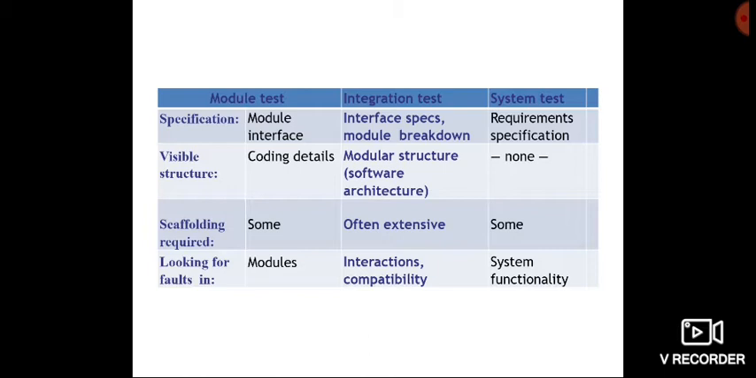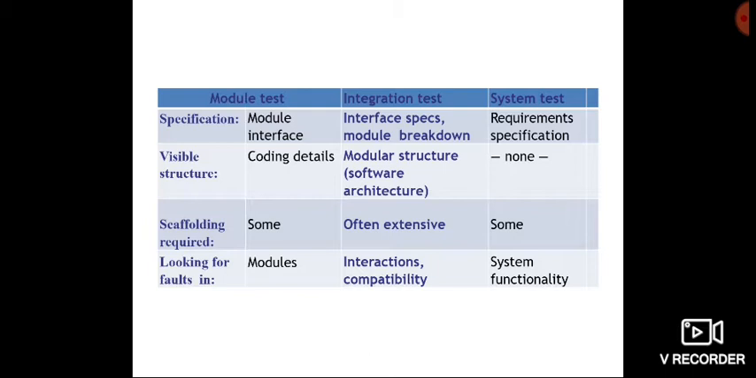Visible structure, in unit testing or module testing, the main focus is on coding details, whereas in integration testing, visible structure involves modular structure. Modular structure, in the sense, software architecture. In the same way, related to system testing, there is no visible structure.